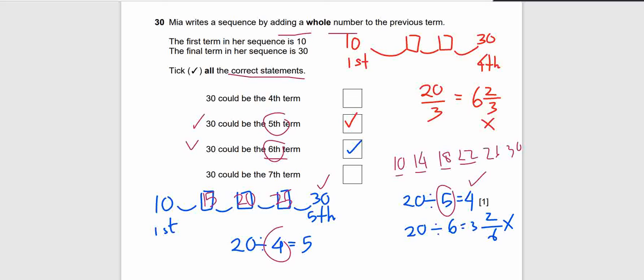First, second, third, fourth, fifth, and sixth. Now 30 could be the 7th term. So for the 7th term, we divide 20 by 6. This is not a whole number, so this is wrong. The same applies to the 4th term. If 4th, then we have to divide 20 by 4 minus 1, which is 3. It's also not a whole number, so this is wrong. We have 2 correct answers. So this is how we got our answer.